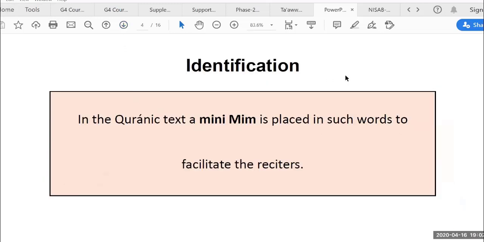Now, identification is very easy because in the Quranic text, a miniature Mim is used to identify this rule to facilitate the readers so they can easily identify and apply the rule. Sometimes the Mim is on top of the Noon Sakin or Tanween, and sometimes it is also written next to the word. So we will see some examples now.